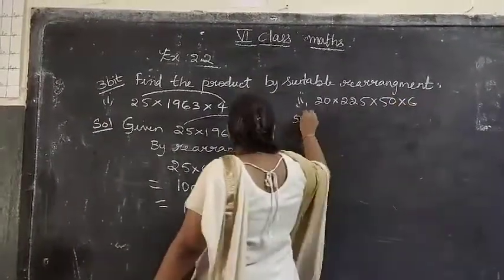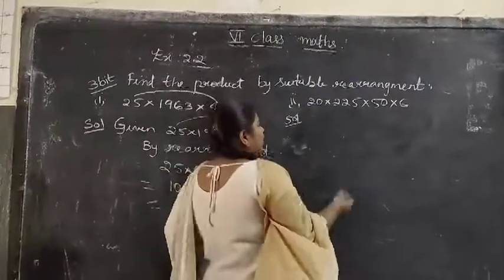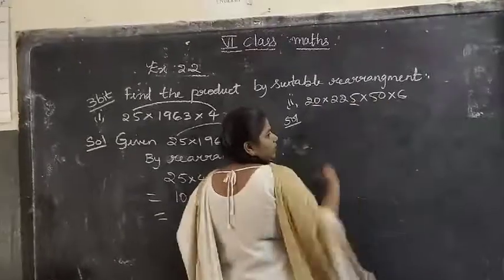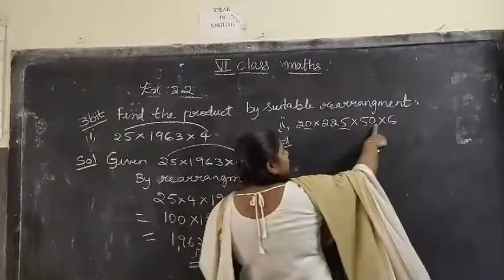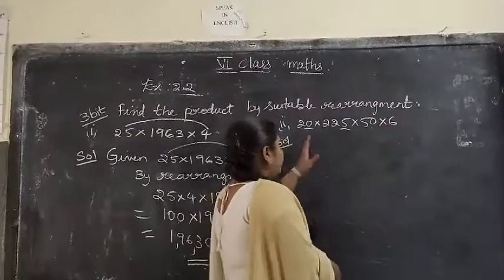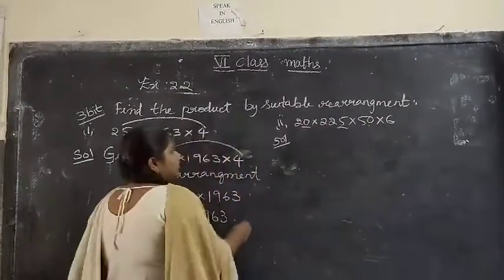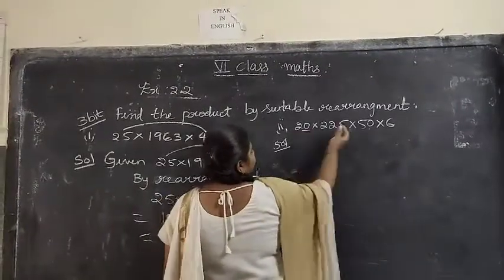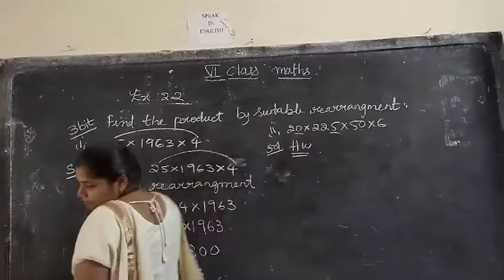For this, you can arrange in any way, or you can keep this as it is. 0 into 5 will be 0 only. In the same way, 5 into 0 will be 0 only. 0 into 6 will be 0 only. If you rearrange in any order, you will get the units place as 0. So you can rearrange this any way. So do this as homework.